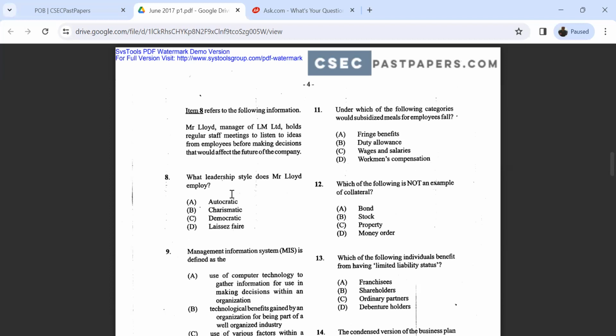Number 11. Under which of the following categories would subsidized meals for employees fall? A, fringe benefits. B, duty allowance. C, wages and salaries. Or D, workmen's compensation. This question comes fairly often as well. Anybody has any idea? Fringe benefits.